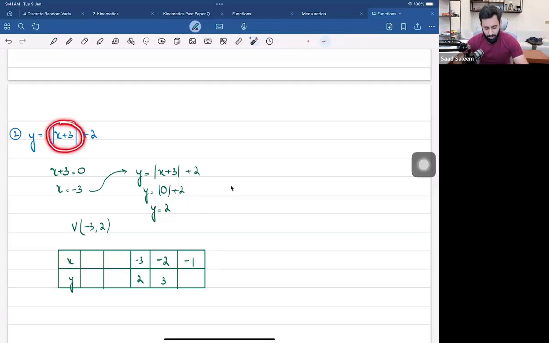Minus 1 plus 3 is 2, modulus of which will also be 2. 2 plus 2 is equal to 4. Then let's plug in minus 4. Minus 4 plus 3 is minus 1. Modulus of 1 is 1. 1 plus 2 is equal to 3.